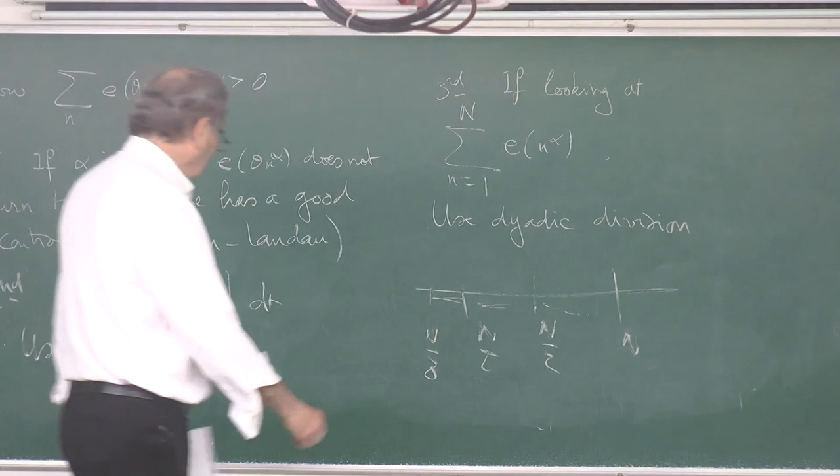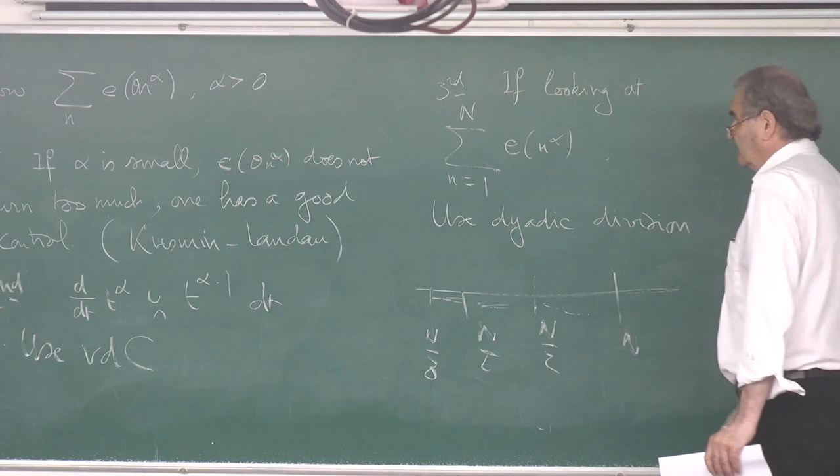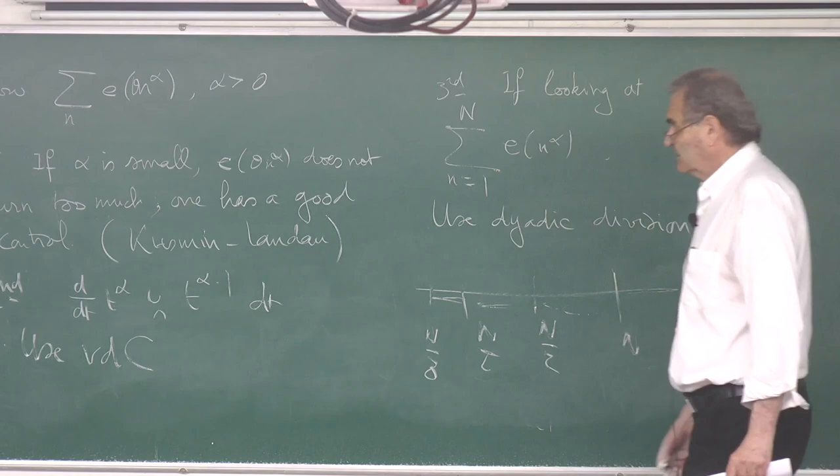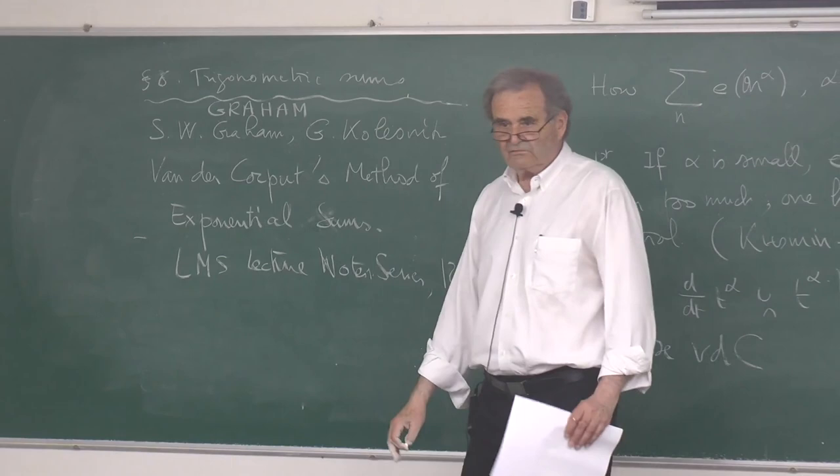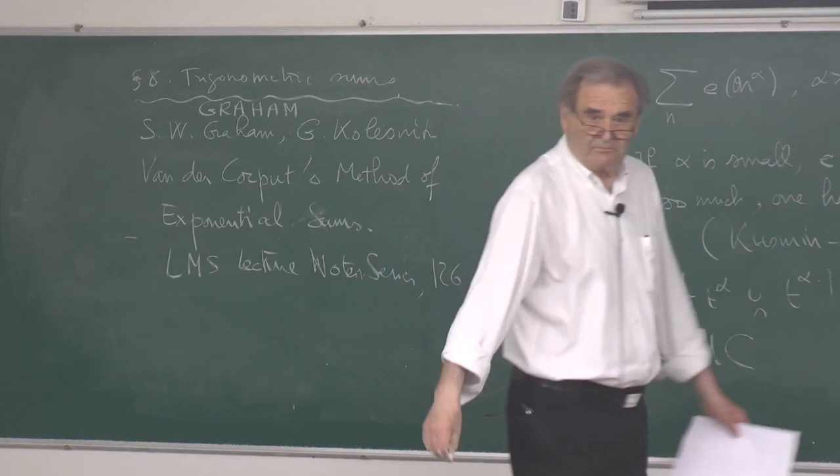Fine. So now I have just to present a few bounds for trigonometric sums, but definitely it's very good to have. Chapter 2 of Graham and Kolesnik will give you really the statements you need, and the proofs also. So first, the theorem of Kusmin-Landau.